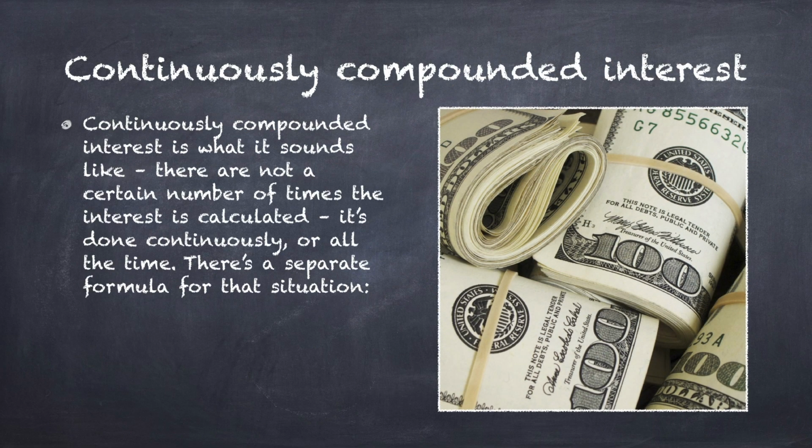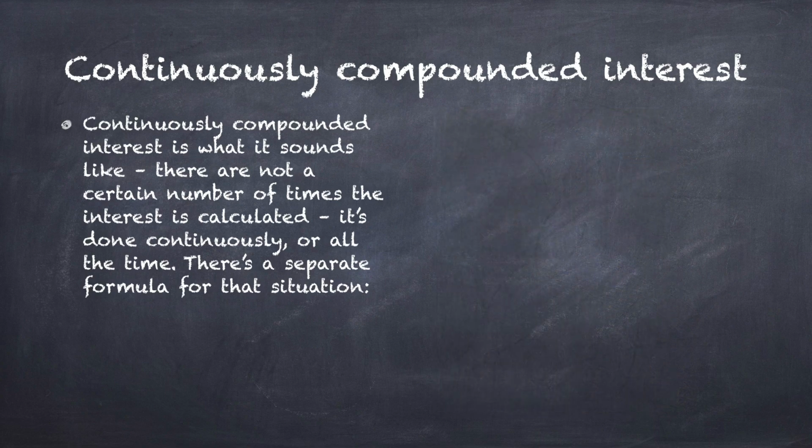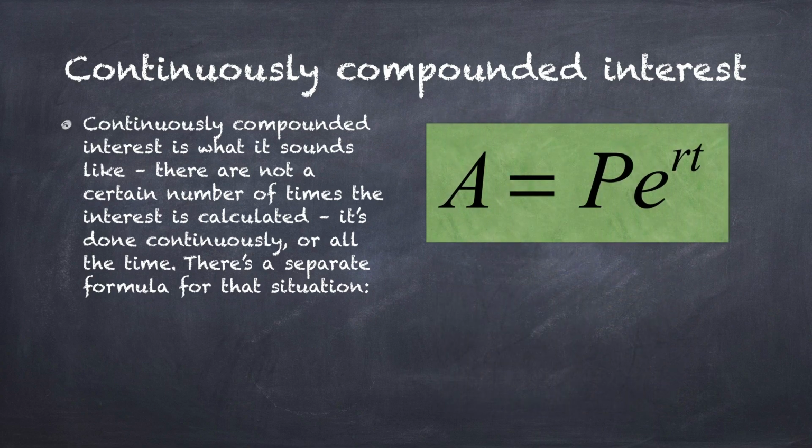Continuously compounded interest. Continuously compounded interest is what it sounds like. There are not a certain number of times that it's calculated. It's actually done at all times. So like if I put $1 billion in a savings account with 5% interest annually, it would be like, well, for 5 minutes you had it in, so it's like you were earning interest off of that 5 minutes. It's done all the time. So here's the formula for that situation. A equals P times E to the RT. P is the initial amount, R is the interest rate, T is time.